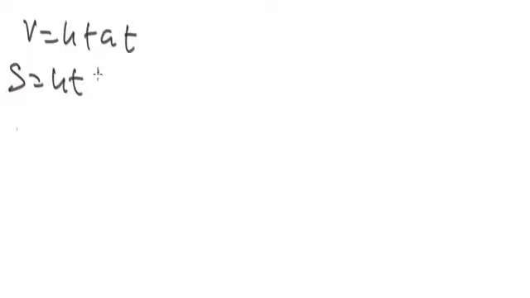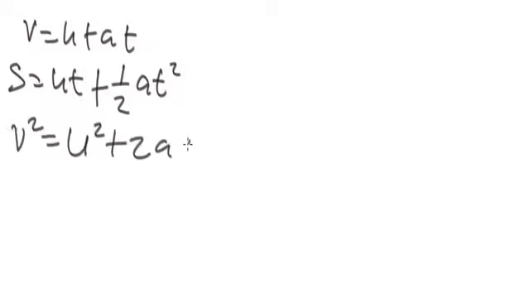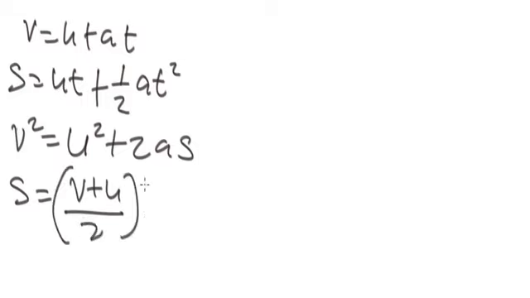The first one, we have v equals u plus at. We have the second one to be x equals ut plus half at square. We have the third one to be v square equals u square plus 2as. Alright, we have our x equals (v plus u) over 2, in brackets, times t. Alright, so here our v is our final velocity, our x is our distance.